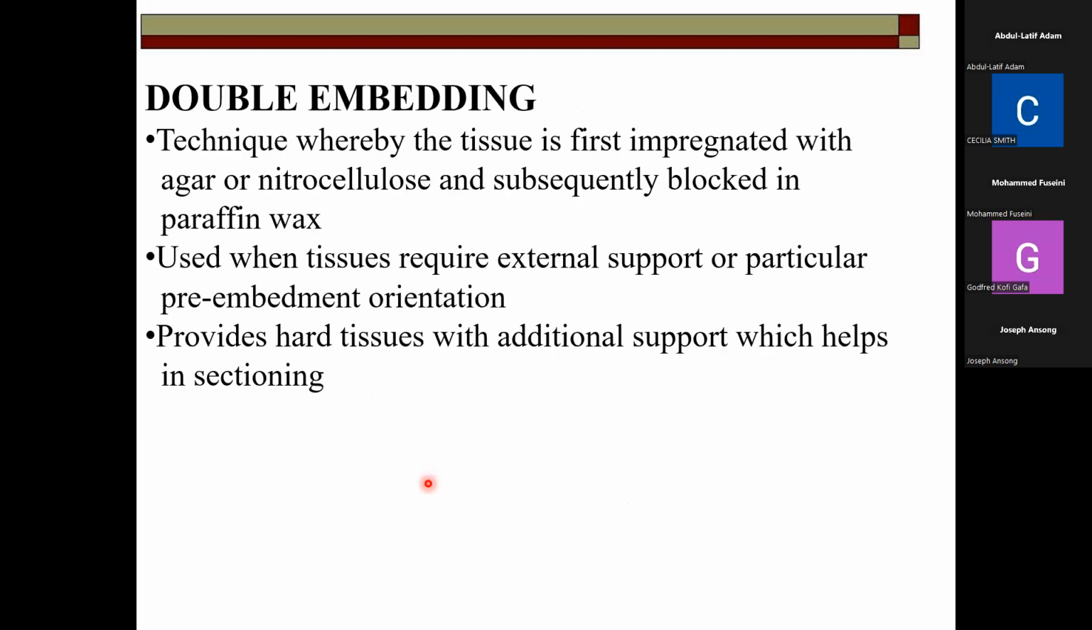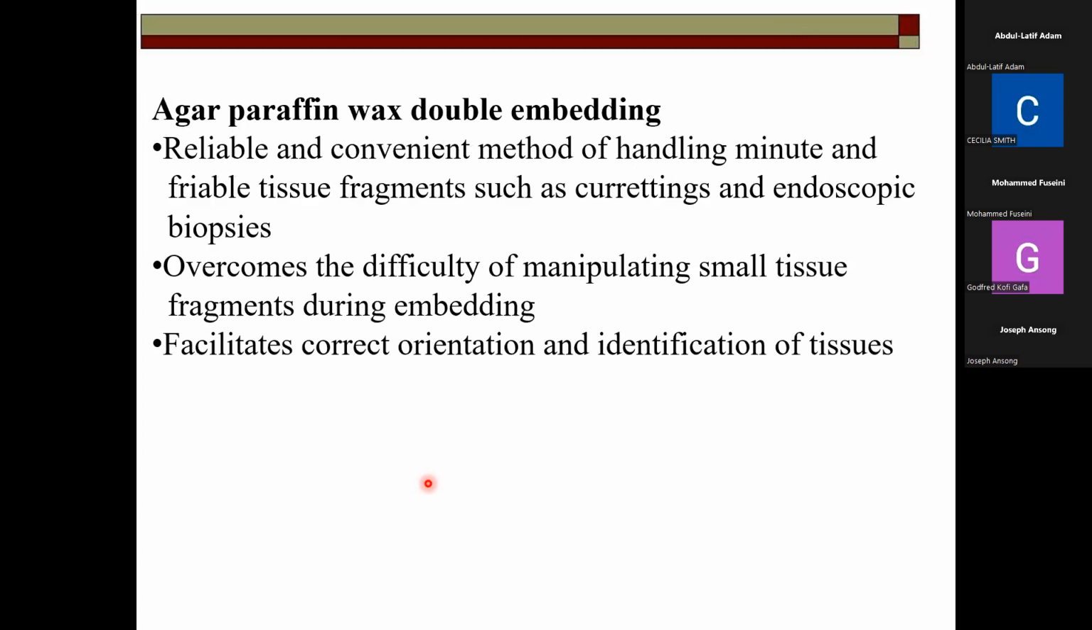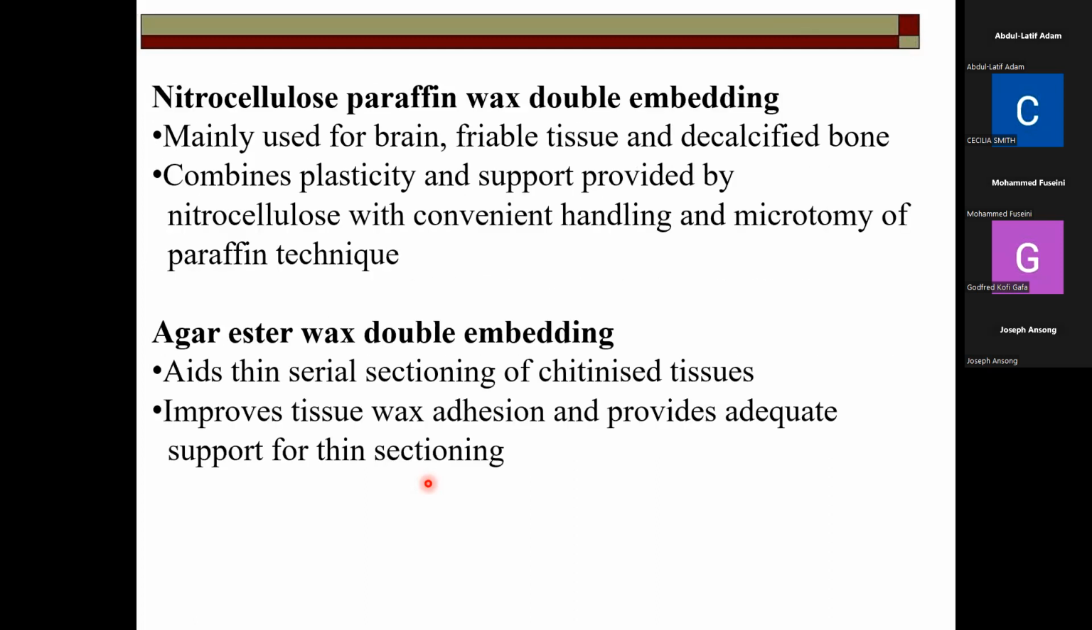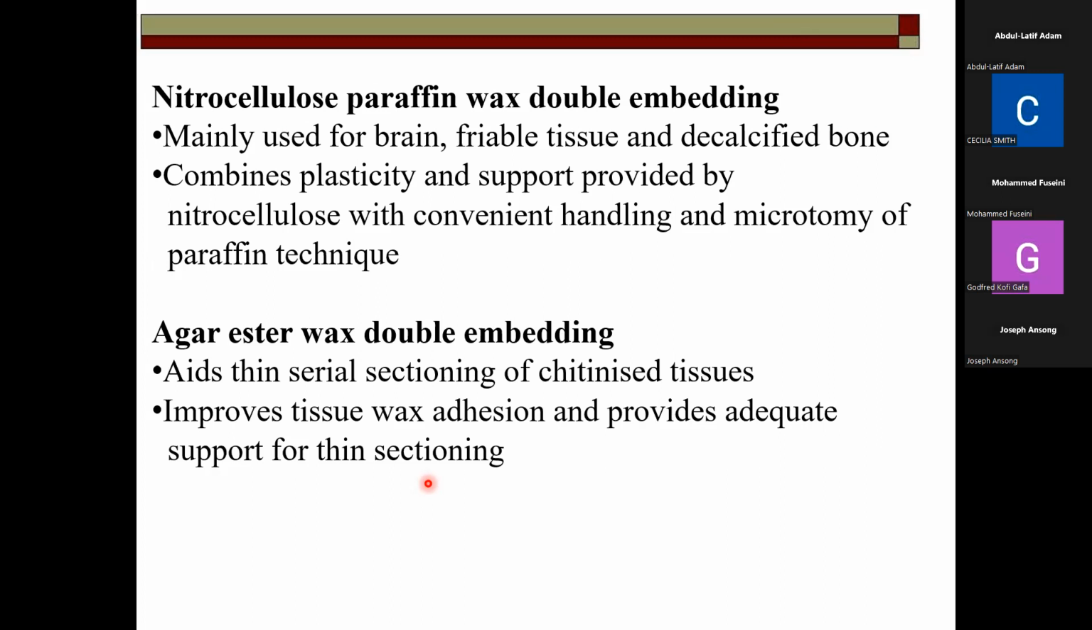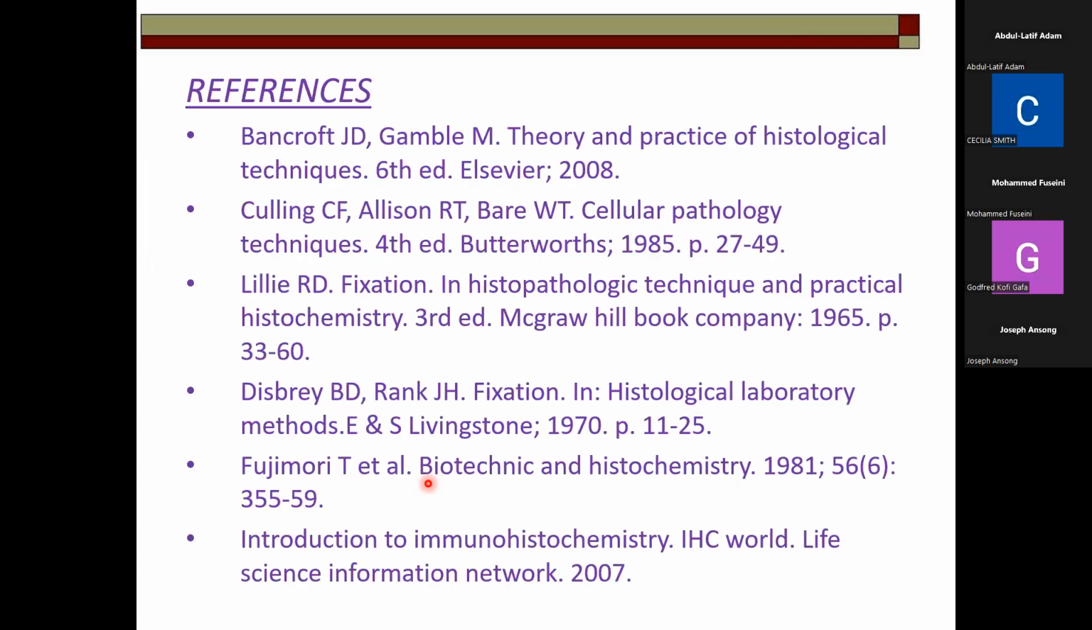Then there are also situations where you do double embedding, especially if you have used agar, celluloidine, or gelatin. Nitrocellulose, those soft ones, and then you want to embed them in a solid medium. So you use agar and then embed them in paraffin again, or agar and then low viscosity nitrocellulose, or celluloidine or any other. It depends on the hardness of it. So these are all double embedding media: agar and paraffin, nitrocellulose and paraffin, ester wax and agar, and all that.